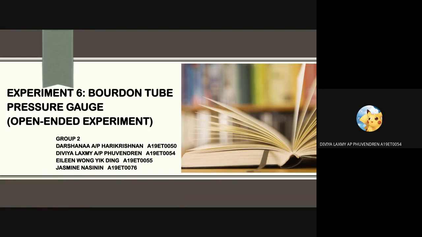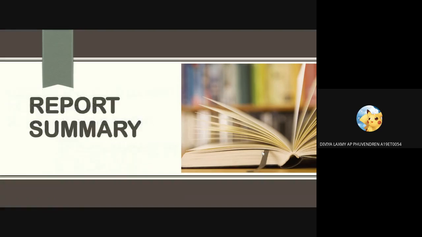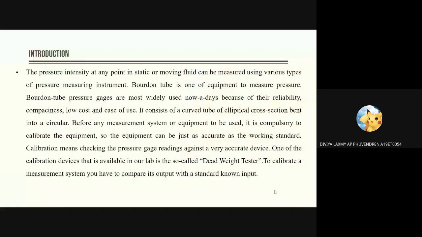We present about Experiment 6, which is Bourdon Tube Pressure Gauge, which is an open-ended experiment. Firstly, it's the report summary.